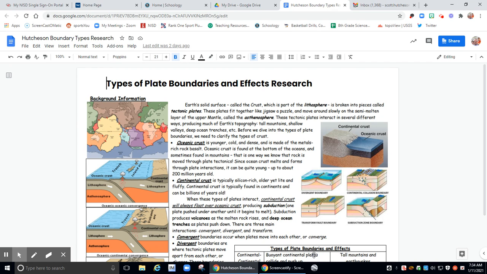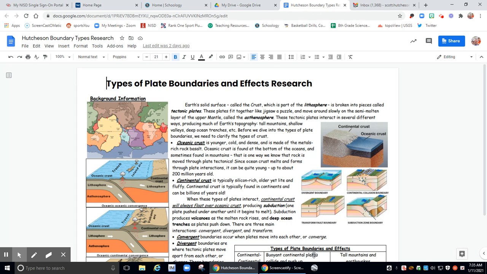So at the top, it says our solid surface called the crust, which is part of the lithosphere, is broken into pieces called tectonic plates. These plates fit together like a jigsaw puzzle and move around slowly on the semi-molten layer of the upper mantle called the asthenosphere. These tectonic plates interact in several different ways, producing much of Earth's topography.